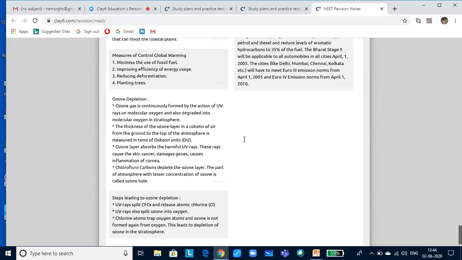The next problem will be ozone depletion. Ozone gas is continuously formed by the action of UV rays on molecular oxygen and also degraded into molecular oxygen in the stratosphere. The thickness of the ozone layer from the ground to the top of the atmosphere is measured in Dobson units. It blocks the harmful UV rays, and these rays cause skin cancer. They will cause mutations, and they will also cause blindness by damaging the cornea. Chlorofluorocarbons will deplete the ozone layer. The part of the atmosphere with lesser concentration of ozone is called the ozone hole.